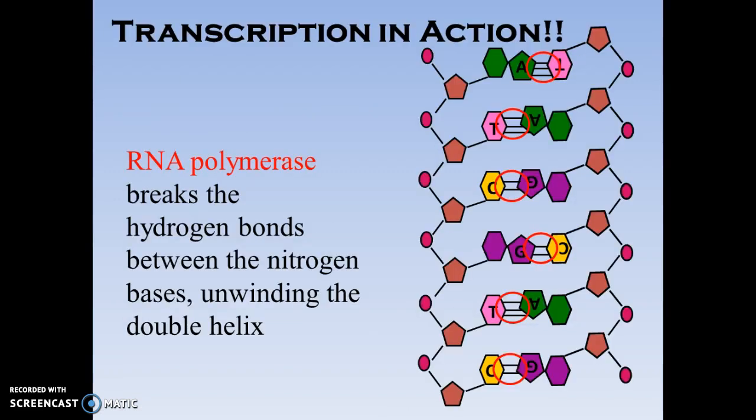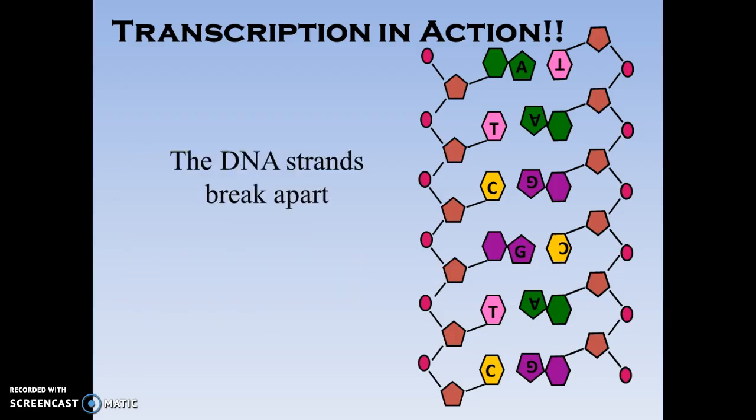and the RNA will leave. As we look at that in a little more detail, the enzyme responsible for unwinding the double helix for transcription is called RNA polymerase. Its function is to help break the hydrogen bonds between the nitrogen bases. So here we can see those hydrogen bonds breaking. That's going to allow the DNA strands to separate.